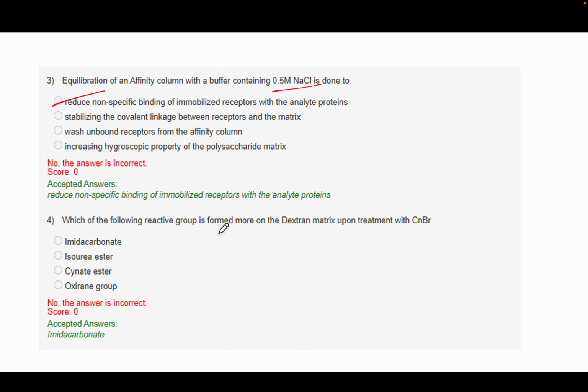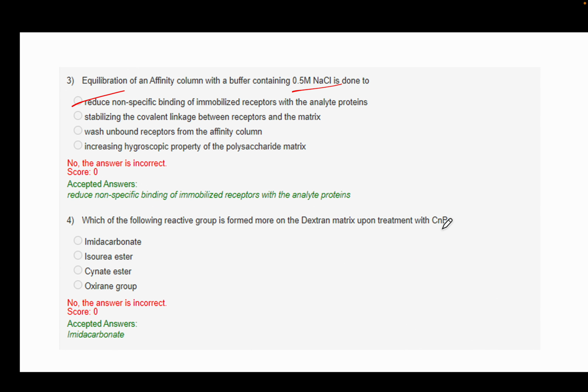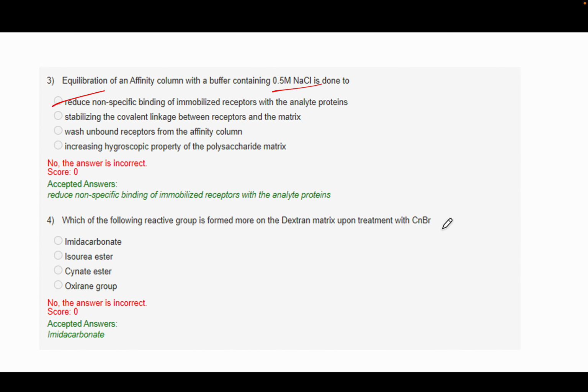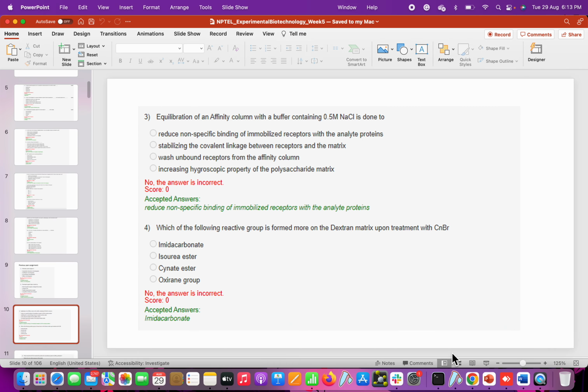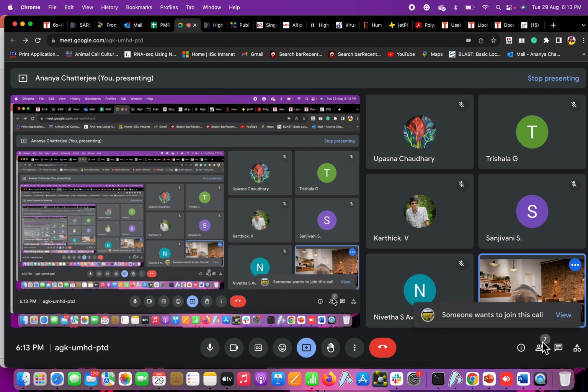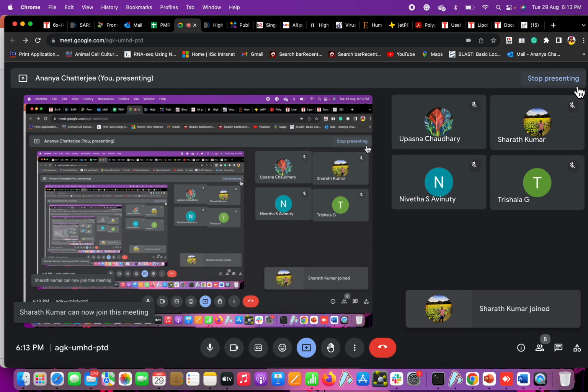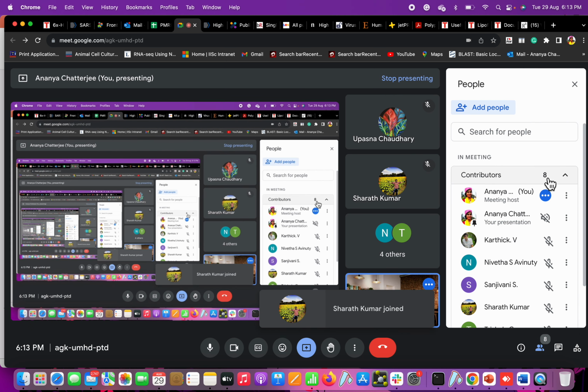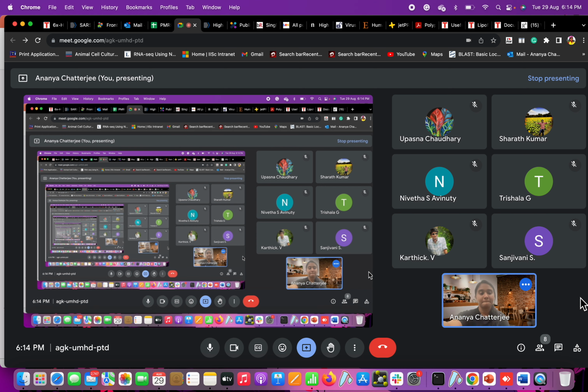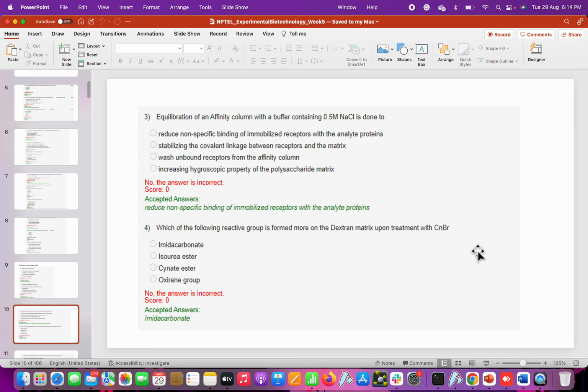Which of the following reactive groups is formed more on the dextran matrix upon treatment with CNBr? So this is imidocarbonate.